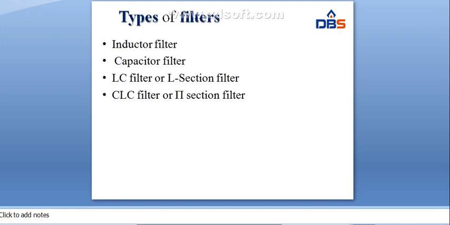What are the different types of filters? The types of filters are the inductor filter, capacitor filter, LC filter or L section filter, and CLC filter or pi section filter. These are the different types of filters we use in the regulated power supply. The CLC filter is also called the pi section filter, where we use a capacitor, inductor and capacitor. In the L section filter we use an inductor and capacitor.